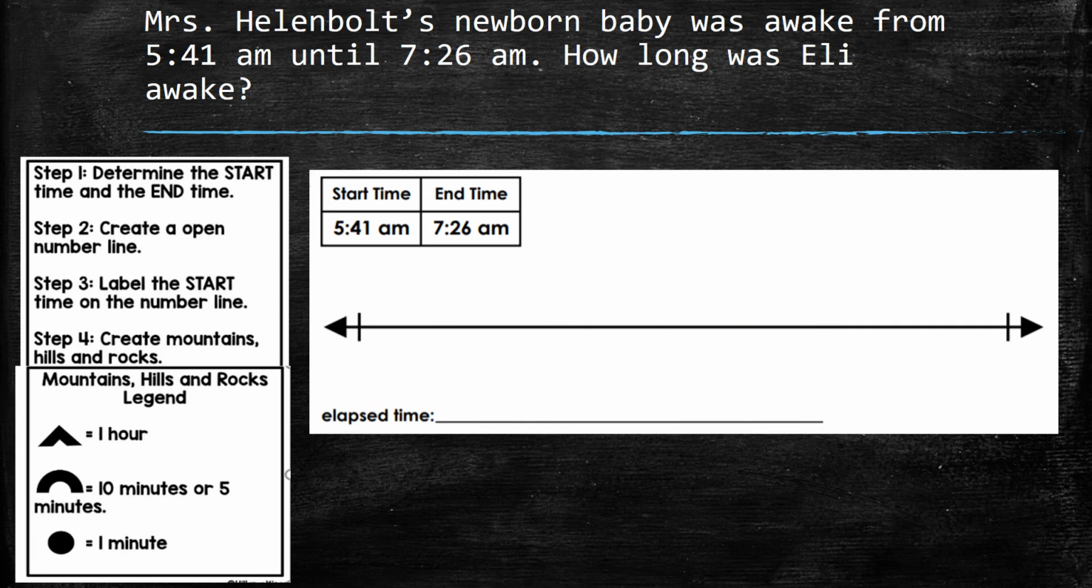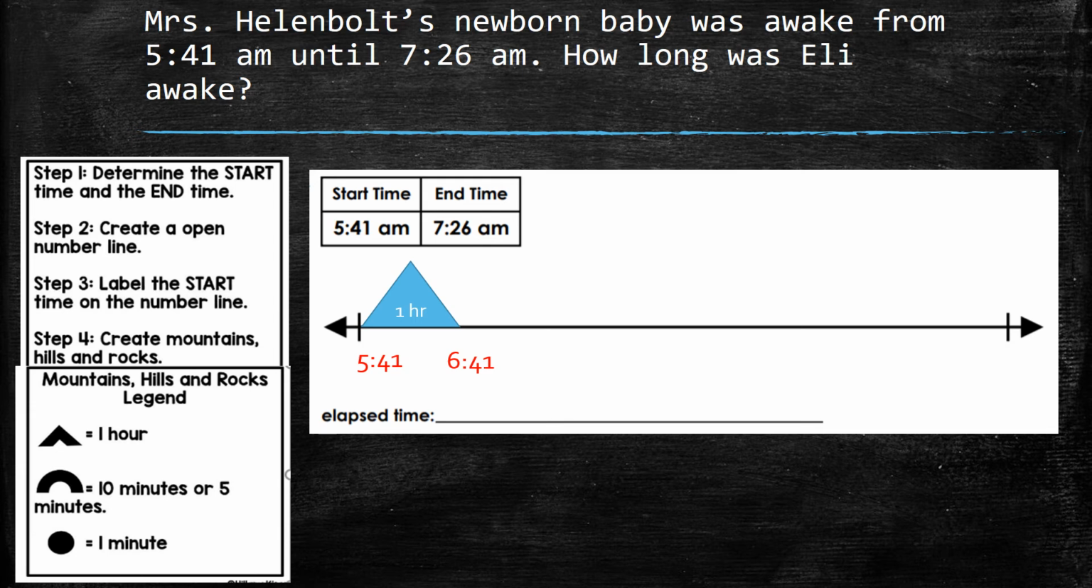All right, thinking of Mrs. Hellenbold, her newborn baby was awake from 5:41 a.m. until 7:26 a.m. How long was Eli awake? I have my start time and my end time. Starting with 5:41, I draw a mountain. 1 hour gets me to 6:41. Can I do another hour? No, that would be 7:41.